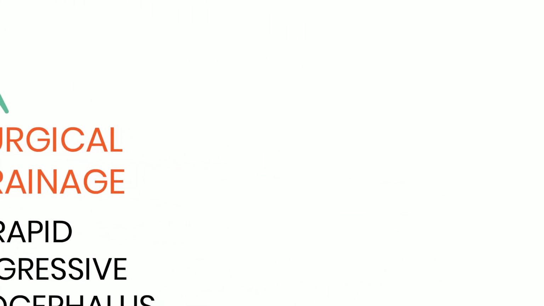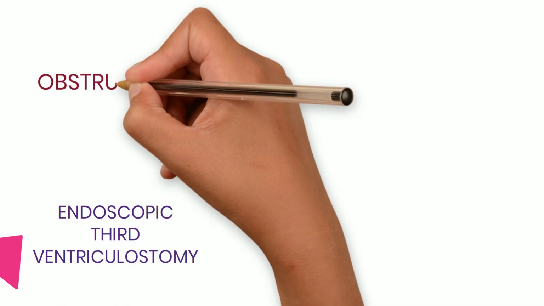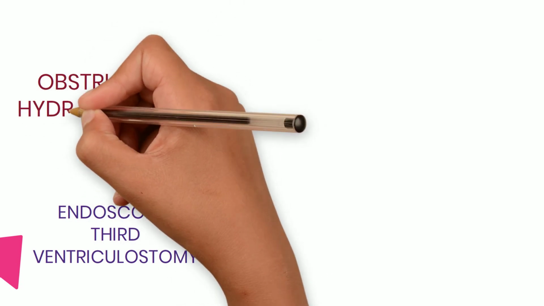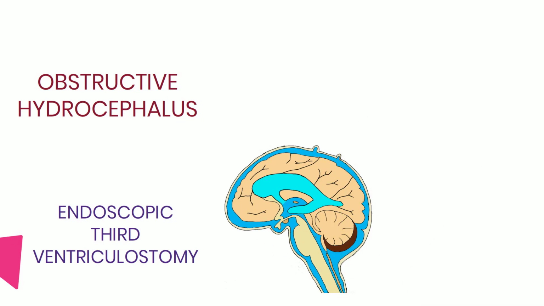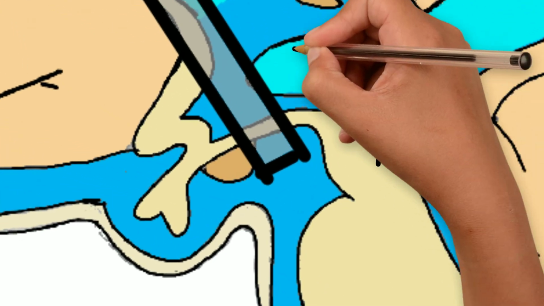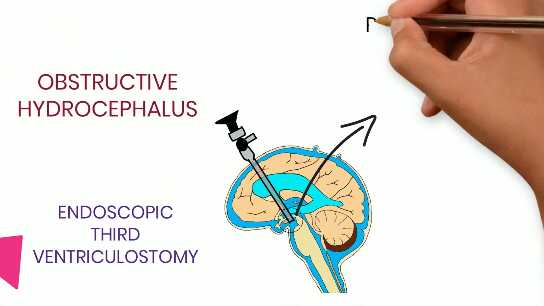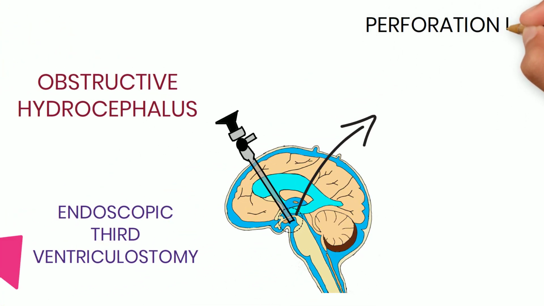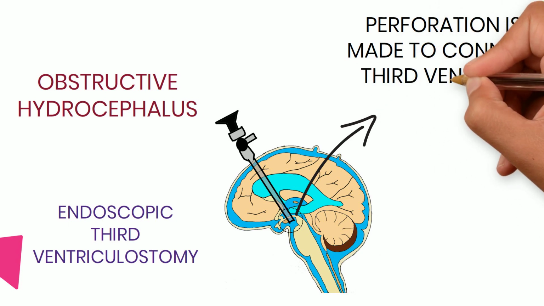Two procedures are commonly done. First one is endoscopic third ventriculostomy. It is commonly done for obstructive hydrocephalus. So what is done here? Here a perforation is made in the floor of the third ventricle to connect it directly to the subarachnoid space, thereby bypassing any obstruction.